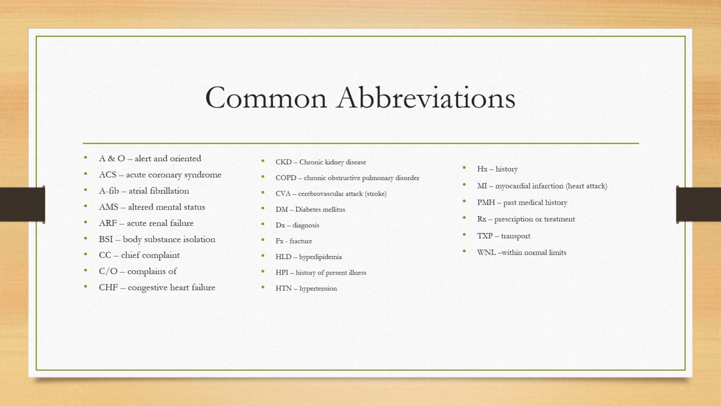So a lot of the really common ones here, A&O, alert and oriented. We use this a lot. So we say someone's alert and oriented times 4 or A&O times 4. So they know person, place, time, and event. If they can answer those 4 questions, they're A&O times 4. If they can answer 3 of the 4, they're A&O times 3. If they can answer 2 of those, they're A&O times 2. If they can only answer 1, they're A&O times 1. If they can't answer any of them, they're either nonverbal or they are severely altered. Or A&O times 0, as some people will put it.